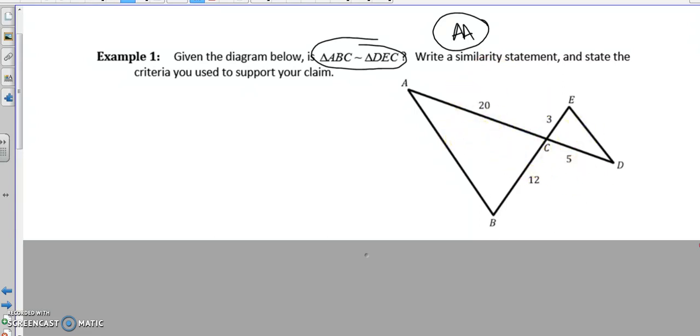So here's what we're going to do. We have to decide, is this an AA? Can we do SAS with this? Or can we do SSS for similarity? So I think hopefully at this point we all see we have these vertical angles, right? It's not reflexive, it's vertical. So we do have vertical angles here. So we have a possibility for this to be an SAS similarity question. So what we have to do now is test to see if the sides are proportional.